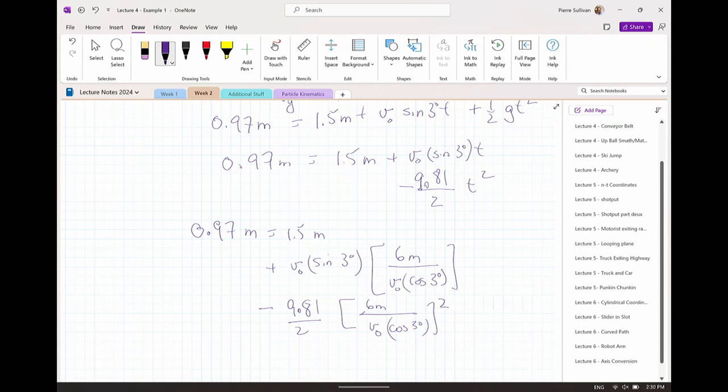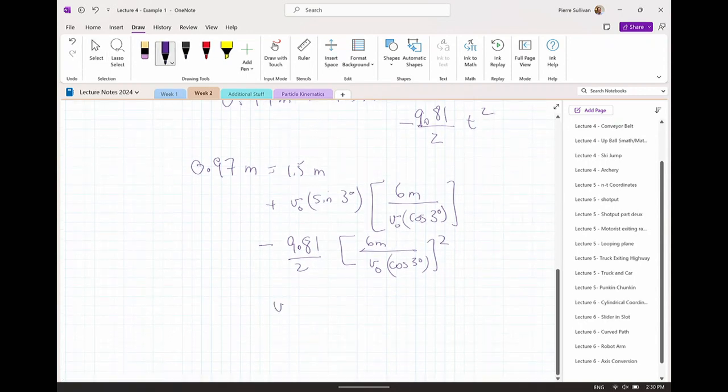So now I end up with a quadratic equation. I'll end up with cos squared on the bottom, on the last term, cos on the bottom here, and then 0.97 minus 1.5. Substituting all the terms in, I get V naught equal to 14.5 meters per second.